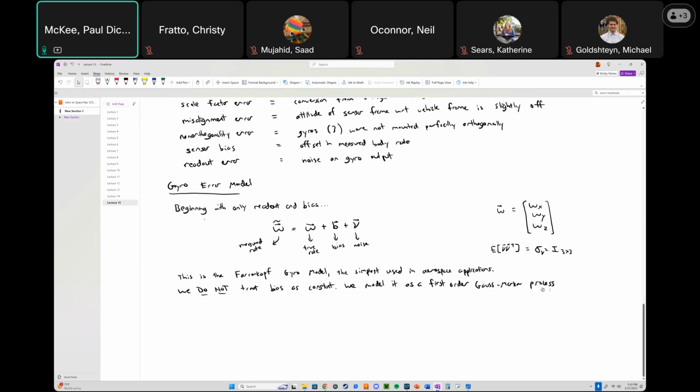So this is how we would model it. We're going to say that it's got some differential equation. It's got B dot is -1 over tau B plus eta, where tau is correlation time and eta is white noise. So essentially, this is the random walk term. And then this is a tendency to return to normal.